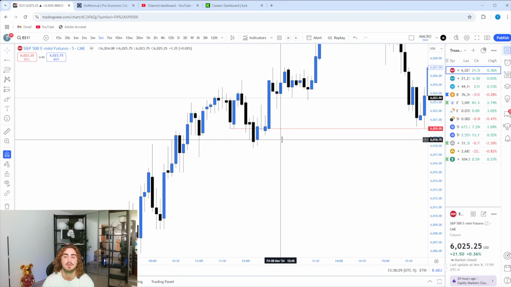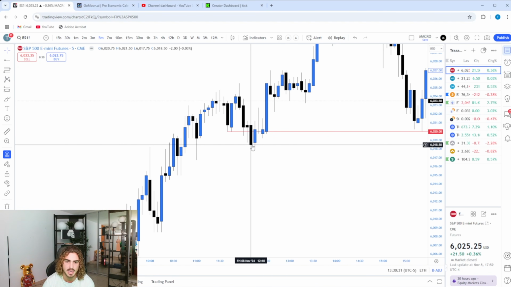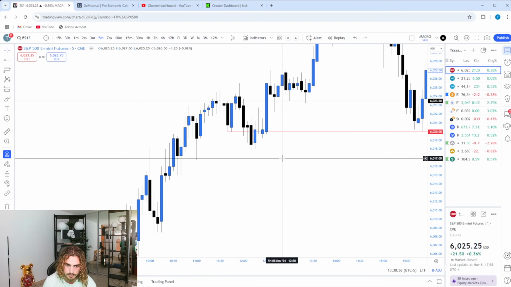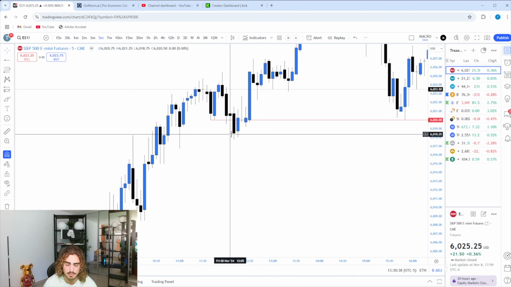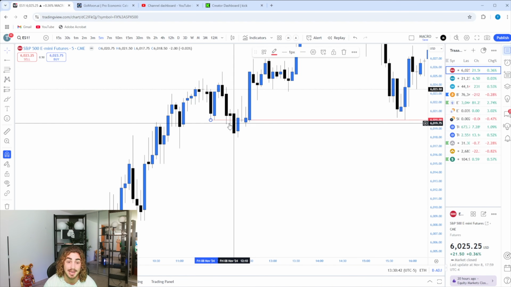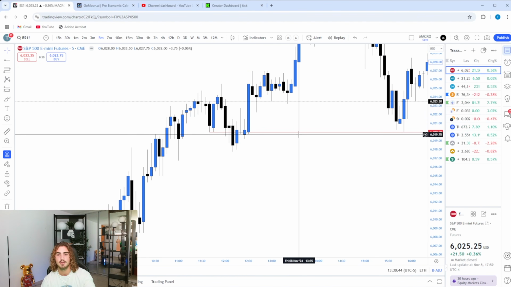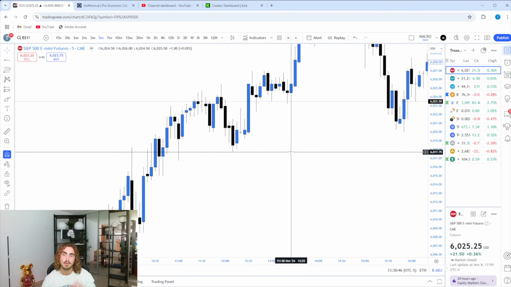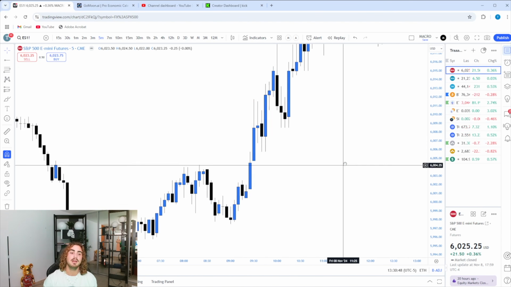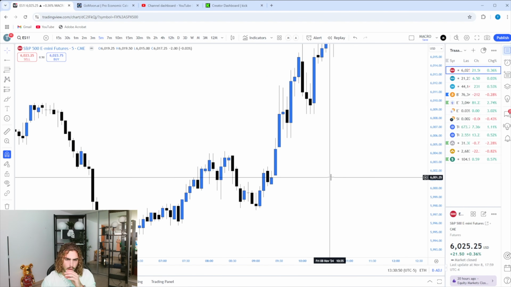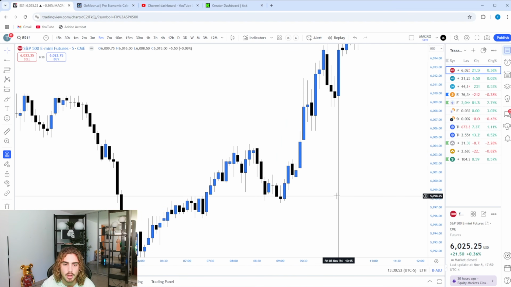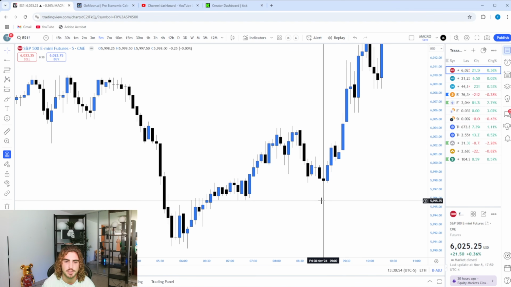And again, like I said before, this comes with context. Obviously, we can't just press sell here, but this would be a break of structure to the downside, and it is a break of structure to the downside. Okay, just had to clear that up. Now, let's show an example of what is not a break of structure.